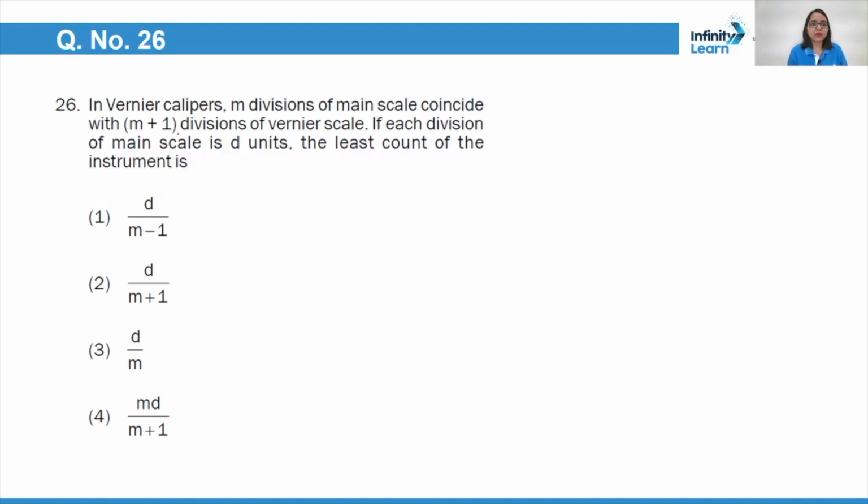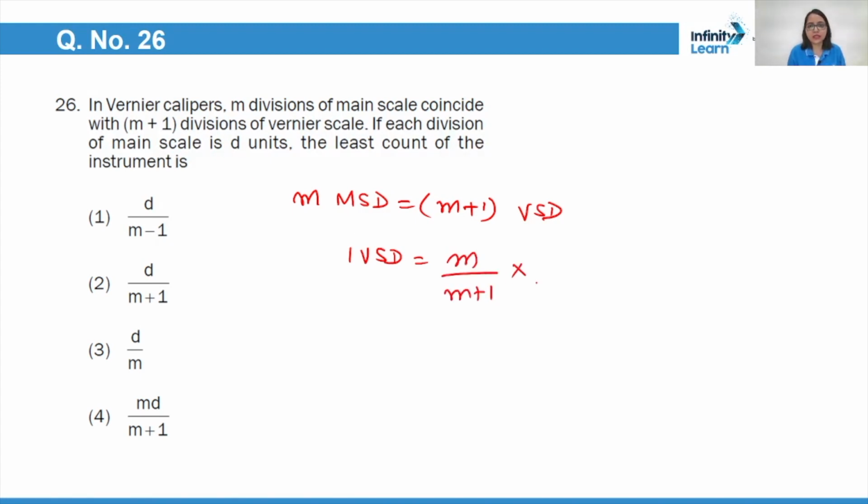Question number 26. In vernier calipers, M divisions of MSD coincide with M plus 1 VSD. So 1 VSD is equals to M upon M plus 1 MSD, and MSD is D. So least count is MSD minus VSD. So it is D minus DM upon M plus 1, which is equals to D upon M plus 1. So this is least count, which is option 2.